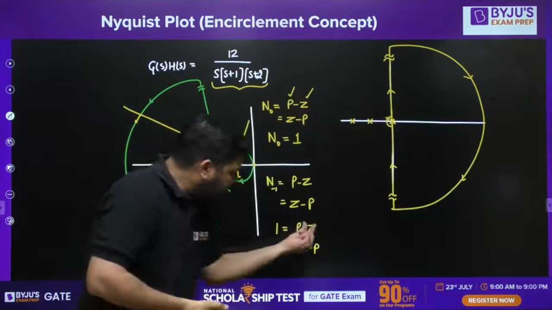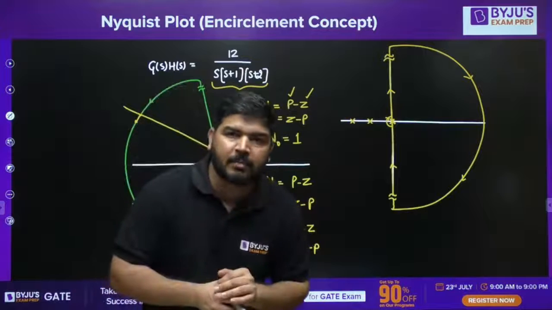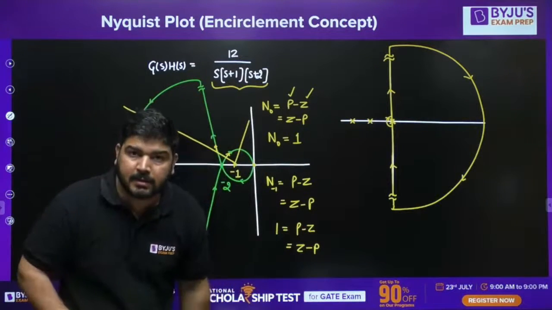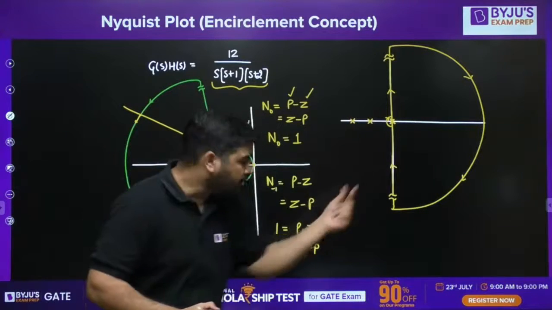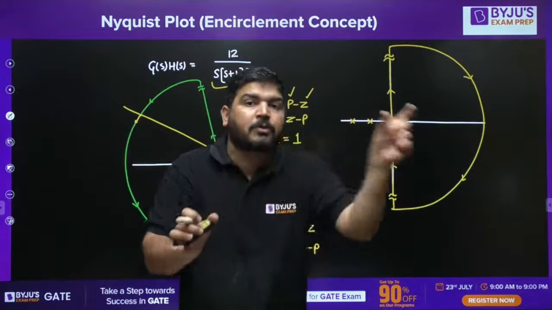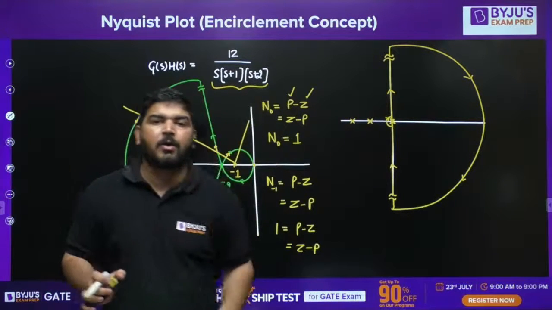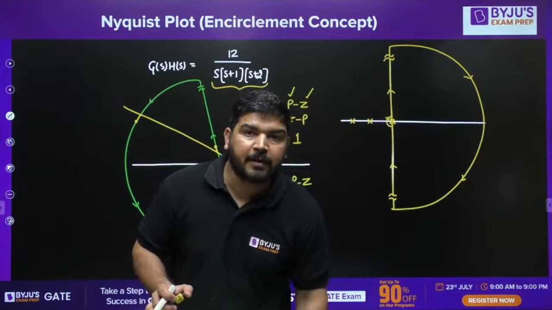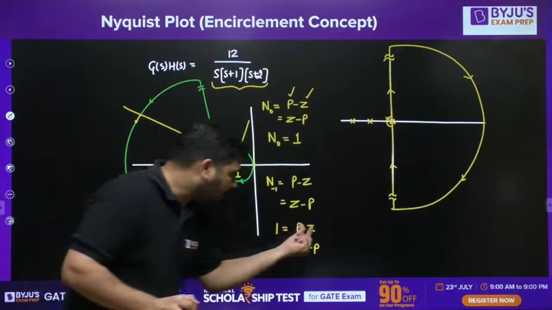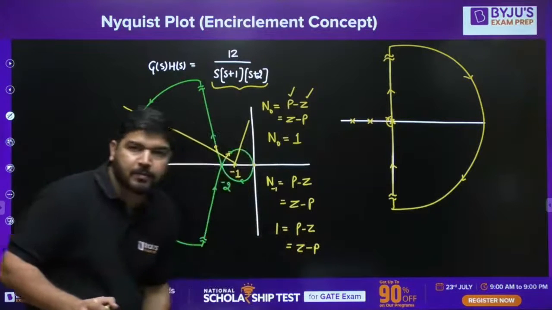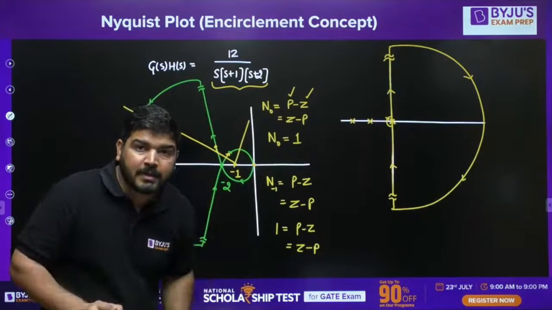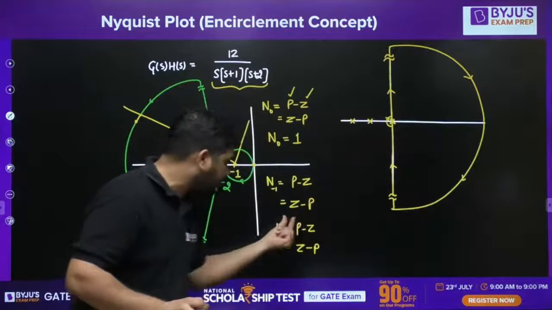Now we need to calculate this Z to check the closed loop system stability, because we know that these are the poles and zeros of 1 plus G(s)H(s) inside the S-plane contour, and we are interested in the zeros of 1 plus G(s)H(s) because the zeros of 1 plus G(s)H(s) are actually the poles of the closed loop system. They will tell us about the closed loop system stability. That's why we are more interested in the zeros. Okay, now how to calculate these zeros? We need to find the poles of 1 plus G(s)H(s) inside this S-plane contour.